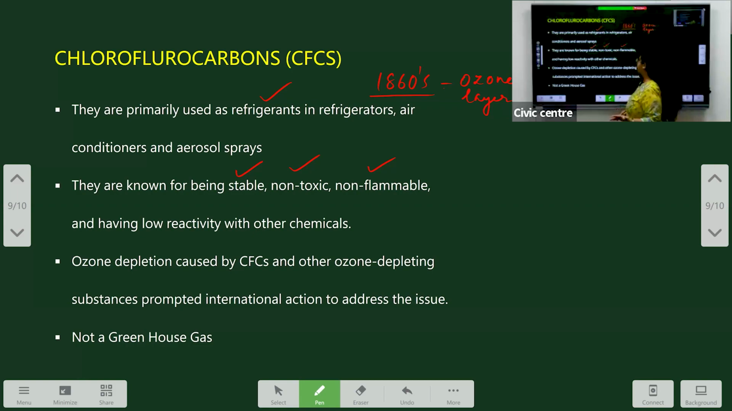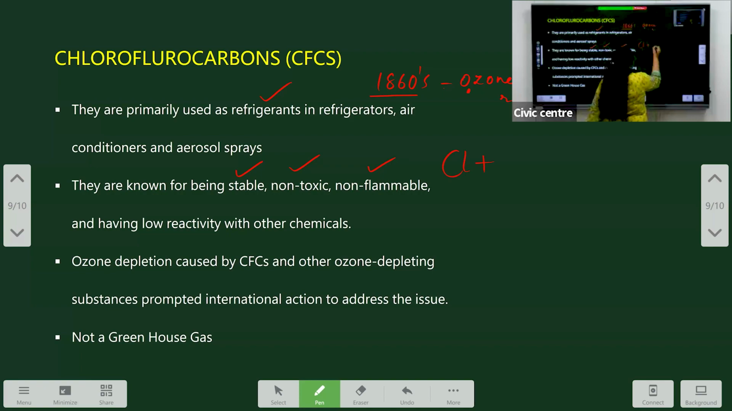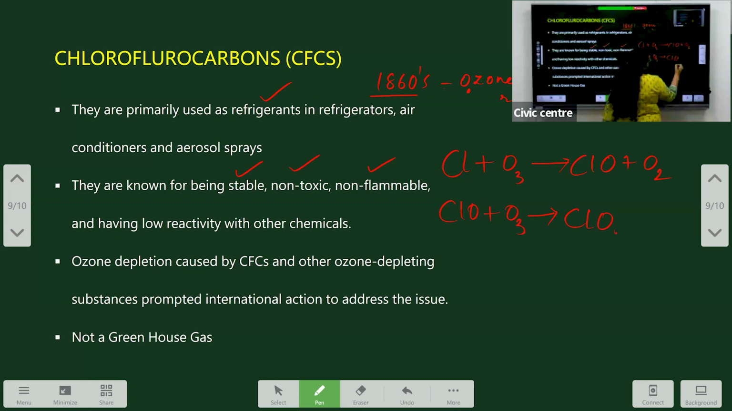So what was happening there? The chlorine atoms in the chlorofluorocarbon are reacting with the ozone layer and forming ClO plus oxygen. And this again is reacting with the ozone layer and forming ClO2 plus oxygen. This is very volatile in nature, and hence this splits back into the chlorine atom and the oxygen.